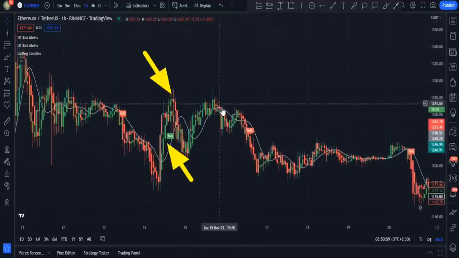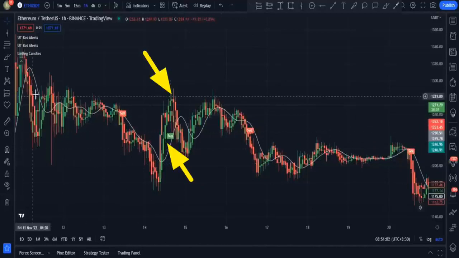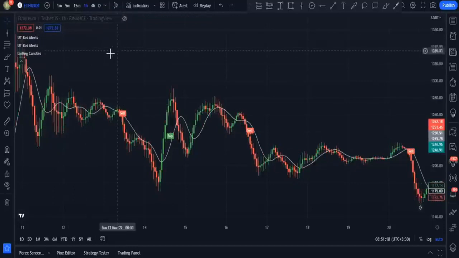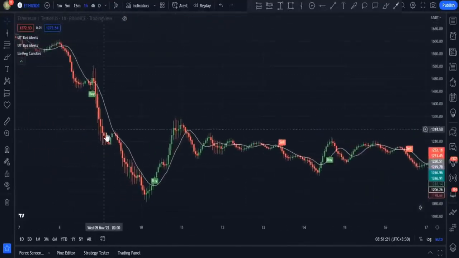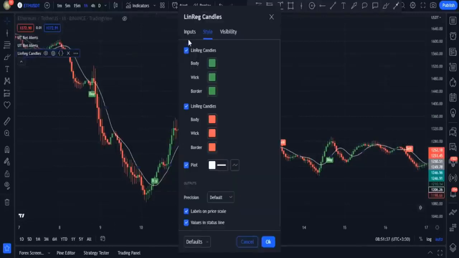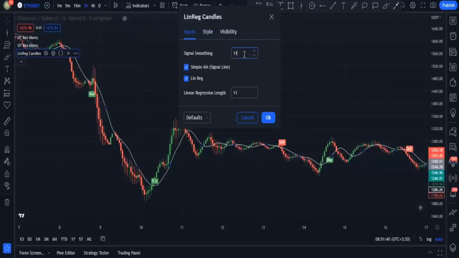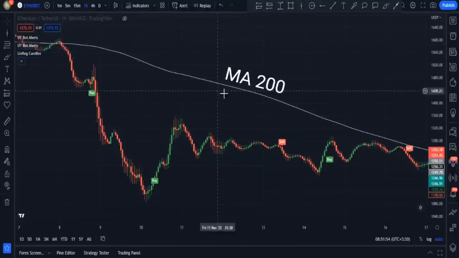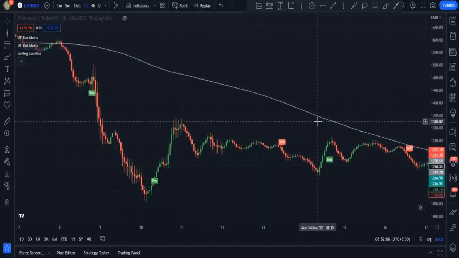To make the chart clearer, we just need to disable the main candlestick from up here. Click on this eye icon to hide the main candlesticks. Yeah, now we can see the smooth candlesticks. We also need to optimize the moving average line shown by this indicator. Open the linear regression candles settings. In the Inputs tab, change the signal smoothing option from 11 to 200 and close the tab. Now this moving average shown is a moving average 200.